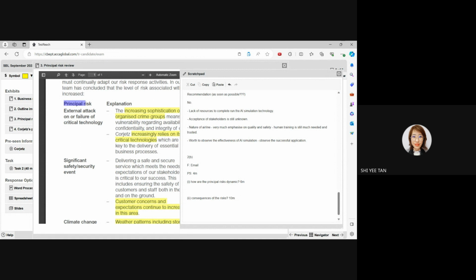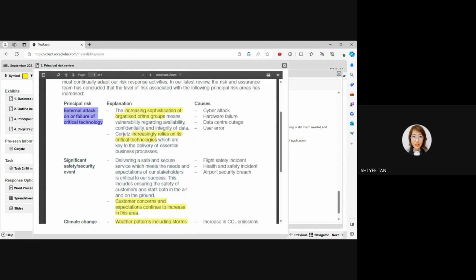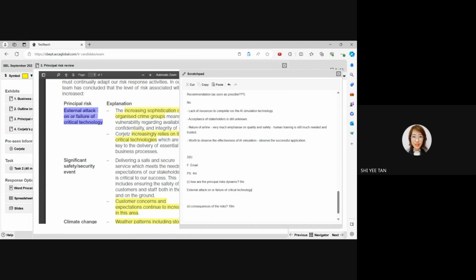Consequence, you need to focus more. According to the examiner report, this is badly done and this is well done. So I think the candidates understand consequence better than dynamic. What do we mean by dynamic? A lot of students maybe cannot figure it out. So I show you a few. The first risk is external attack on or failure of critical technology.